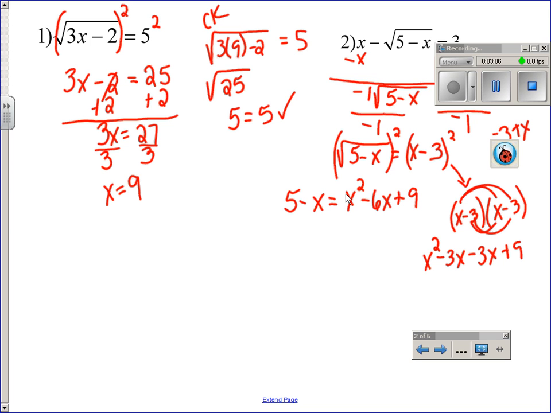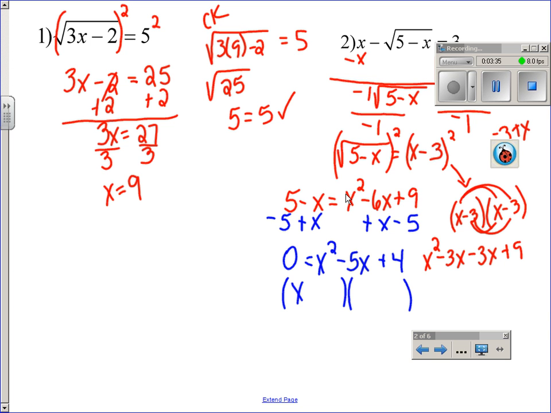Right, get everything over to one side to set it equal to 0. So we're going to add x, subtract 5. So now we have x squared, we have a 0 over there. Negative 6 plus 1 is a negative 5. 9 minus 5 is a positive 4. Now factor, because we have a quadratic.